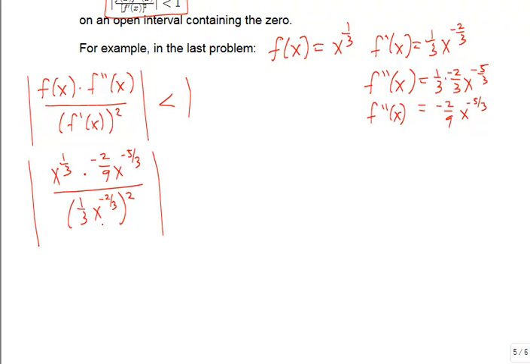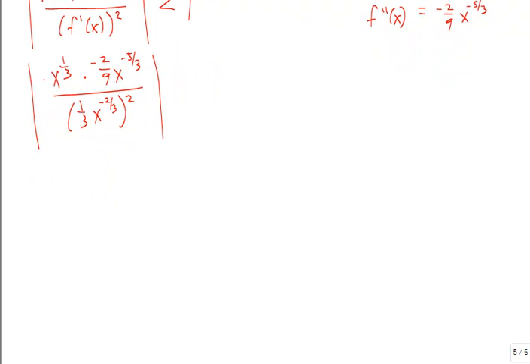So let's go ahead and simplify this stuff over here. So on the top, we're going to get that negative 2/9, and an x times an x, you're allowed to add those powers. So 1/3 plus negative 5/3 would be negative 4/3. And in the bottom, let's go ahead and square. So we're going to get a 1/9, and when you do a power to a power, you multiply. So negative 2/3 times 2 would be negative 4/3.